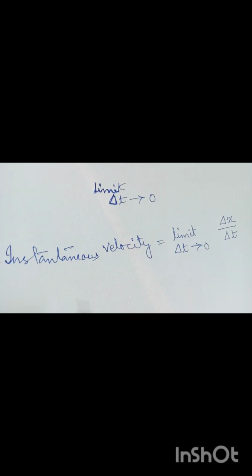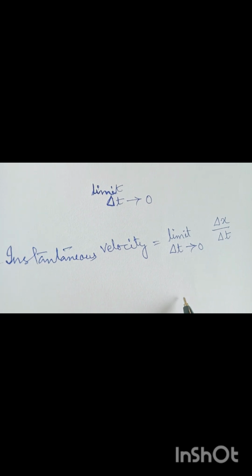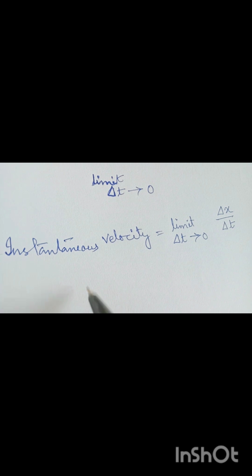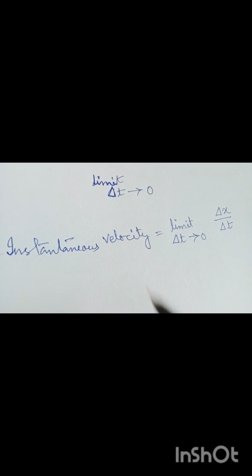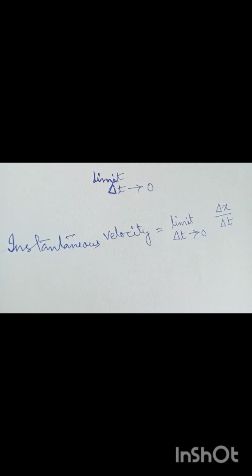So it becomes instantaneous velocity. So what is the importance of instantaneous velocity? Instantaneous velocity gives us the position of the object at different instants of time. That means where the object is on the path at different times is given by instantaneous velocity.